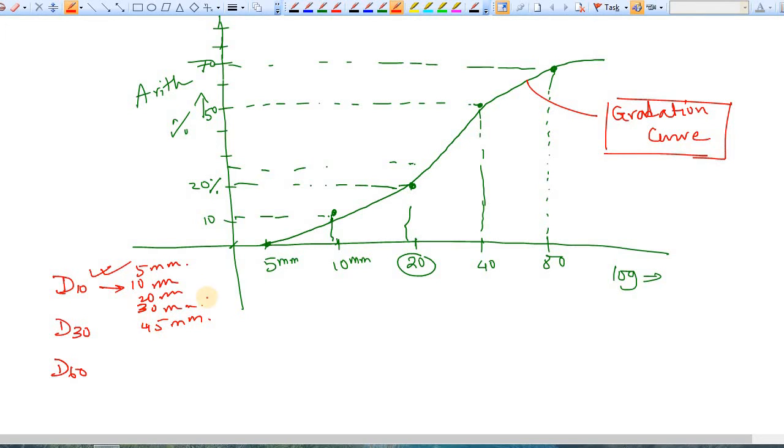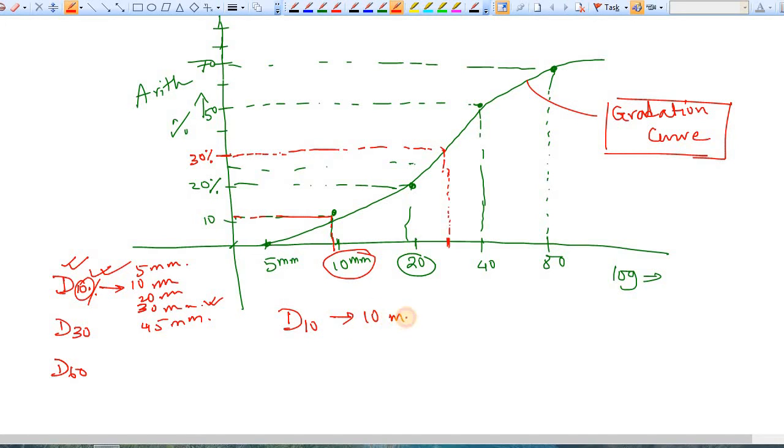But if we pick up that point, let's say this is 30 mm, so it is somewhere here. Corresponding to this point, the passing should be 10%. So to get the passing, go to the curve, from the curve come back to the passing axis. So you are getting here somewhere 30%, but you need 10%. So it is not correct. For 10% you will have 10 mm size.